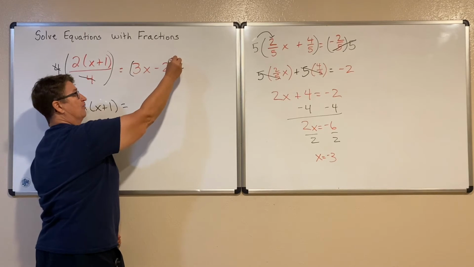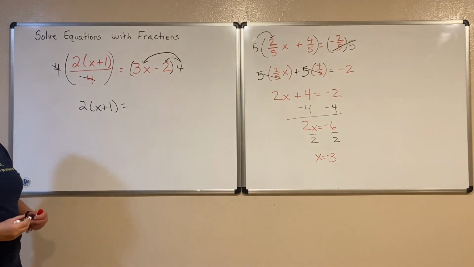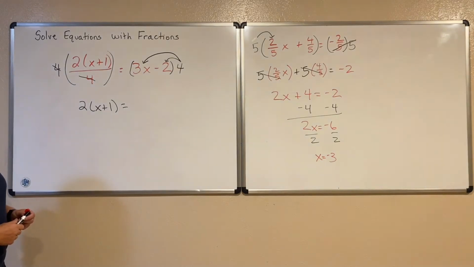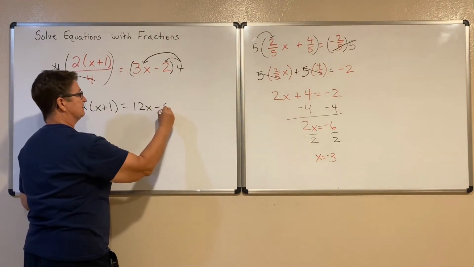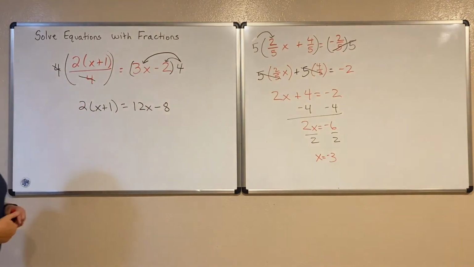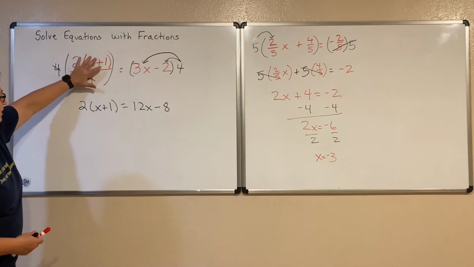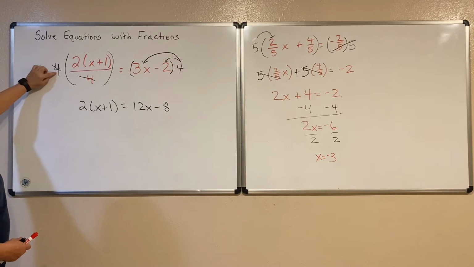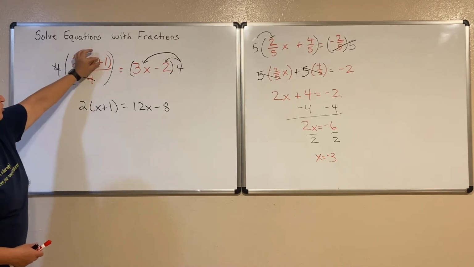On the right, I need to make sure that I distribute that 4 to each term on that side of the equation, so that I have 12x minus 8. Notice the difference. On this side, it was all one big term. So this 4, because of this vinculum here, this 4 divided by that 4 made 1. And it left me with the numerator.